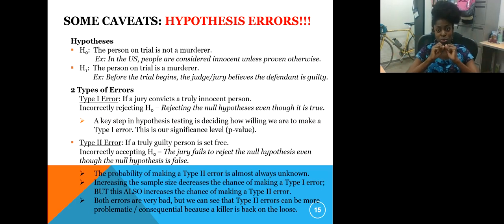So we can actually control for that. But here's type 2 error. Type 2 error is if we incorrectly accept the null hypothesis. The null is that the person on trial is not a murderer. So if we incorrectly accept the null, we're saying that a truly guilty person, we just set free.